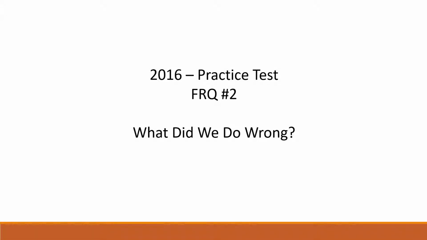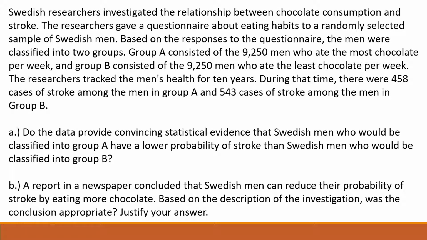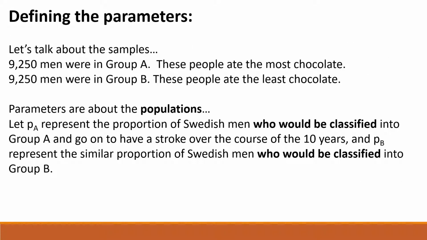The other day in class, you guys took FRQ number 2 from the 2016 practice test, and this is the "what did we do wrong" summary about the common mistakes that everyone made as a class. So this is the actual question if you wanted to read through it as a refresher. So the first recurring mistake that I saw was defining the parameters.